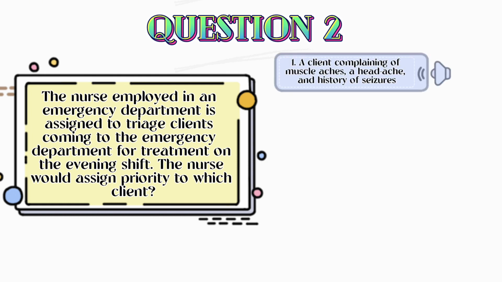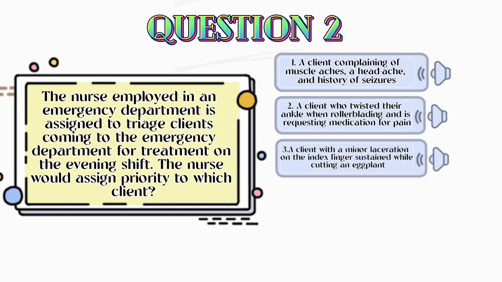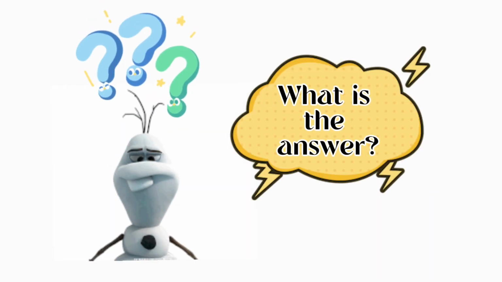1. A client complaining of muscle aches, a headache, and history of seizures. 2. A client who twisted their ankle when rollerblading and is requesting medication for pain. 3. A client with a minor laceration on the index finger sustained while cutting an eggplant. 4. A client with chest pain who states that they just ate pizza that was made with a very spicy sauce. What is the answer?